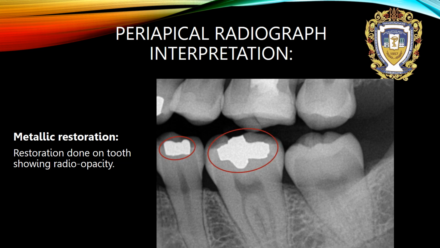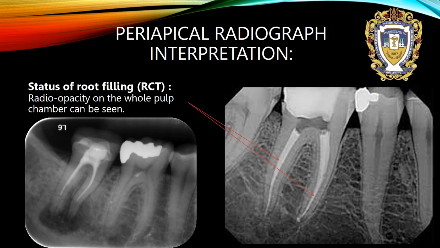Metallic restoration: restoration done on a tooth showing radio opacity. Status of root filling, root canal treatment: radio opacity on the whole pulp chamber can be seen. In the left picture, as you can see, the root canals are not treated satisfactorily, and it caused development of a periapical cyst.